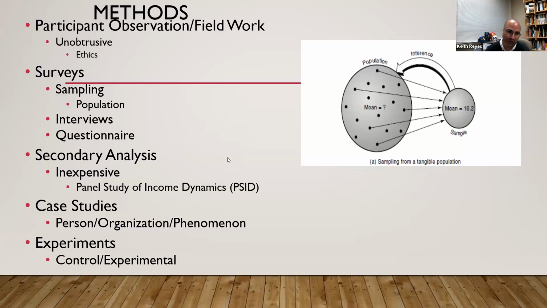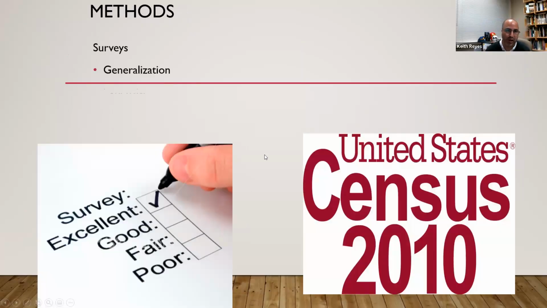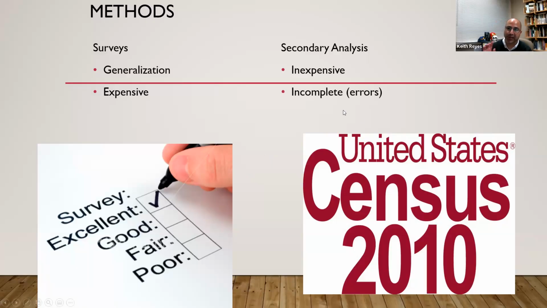There are lots of cool things that sociologists do. I mentioned surveys. We can go and talk to people. The downside is that it's very expensive, and the strength is that you can generalize. If you survey enough people and get a representative sample, you have a pretty good idea of what people think. Secondary data analysis is also good because it's inexpensive. The only problem is that because you're not the one acquiring the data, you don't know if there are errors in the acquisition or even the recording of the data. So it's kind of a give or take.